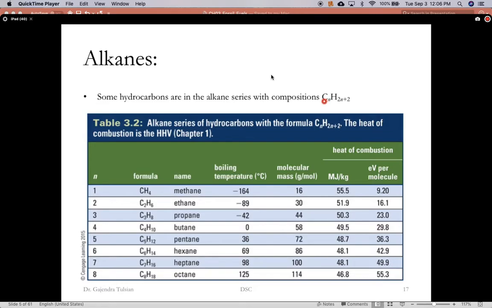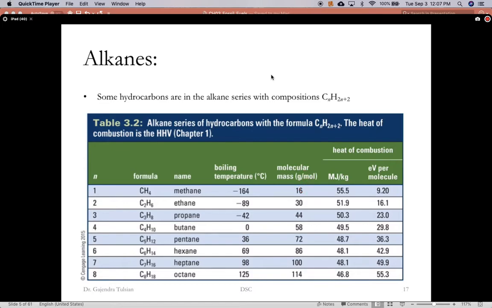Alkanes are compounds that have only carbon and hydrogen. These are compounds that have no double bonds, so all the valence electrons of the carbon are satisfied. Here's methane, which is the main component of natural gas, and its molecular mass.